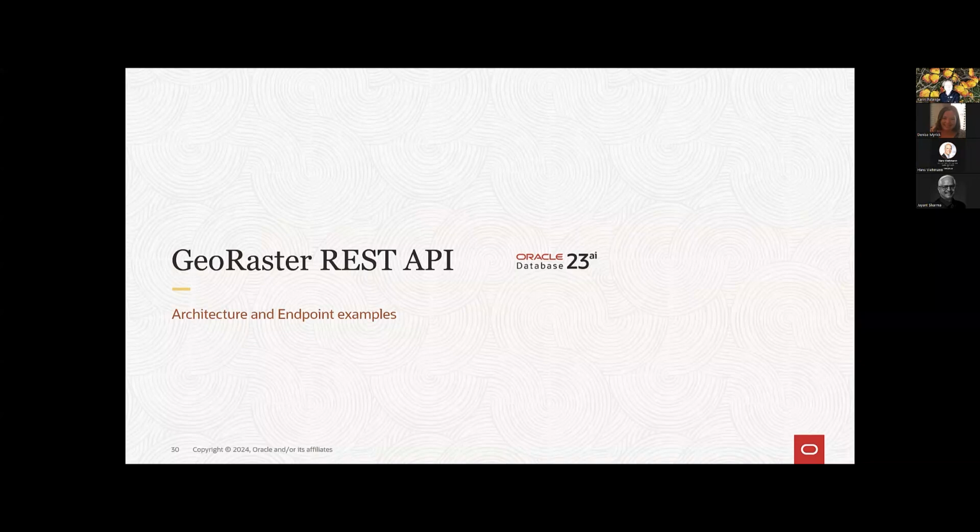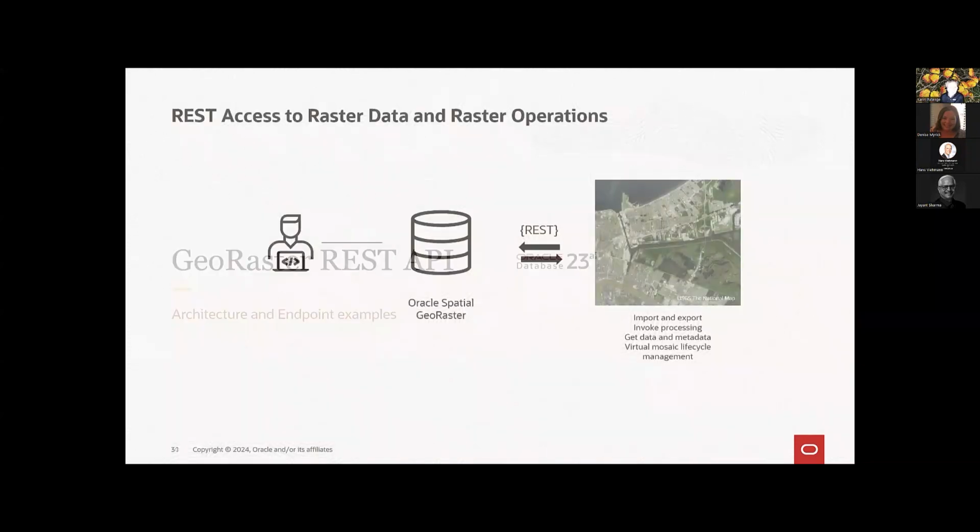Okay. So the last thing I want to talk about is using the GeoRaster REST API. And as I mentioned before, this is part of the Oracle Database 23AI. And what I want to start with is actually how you can access the features for working with raster data. And so we have the raster data inside the Oracle database, and then we use the REST endpoints to either access or import or process raster data in the Oracle database via those REST calls.